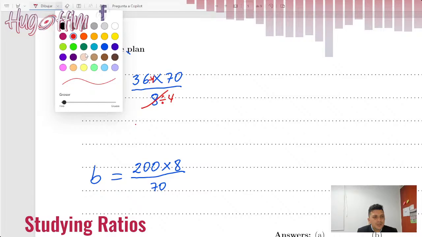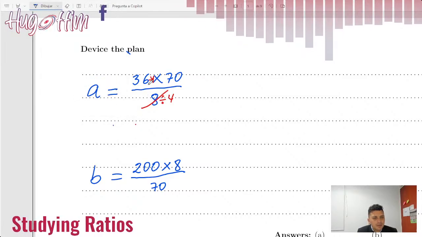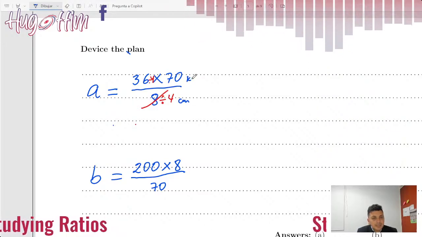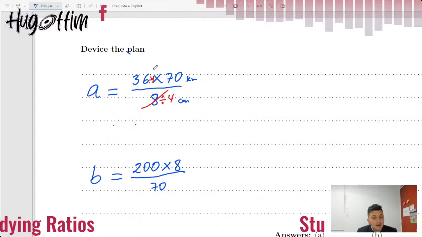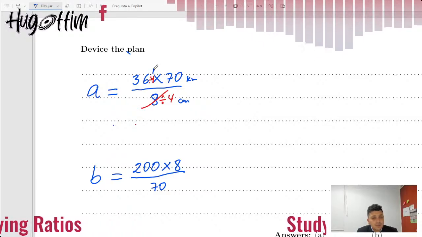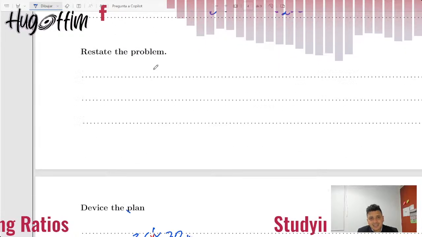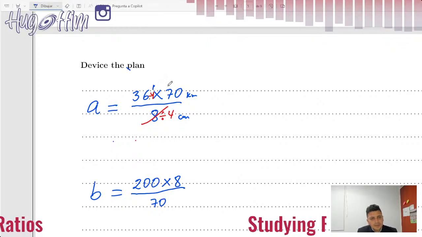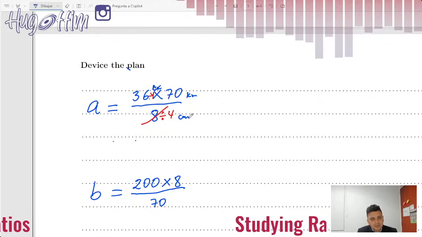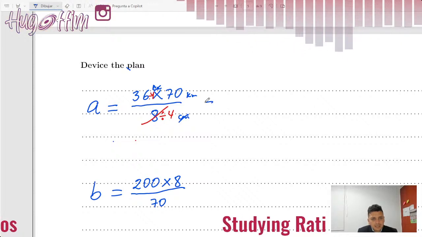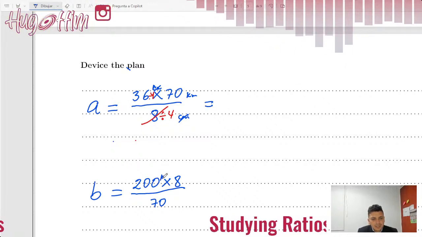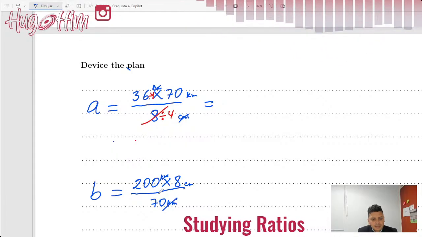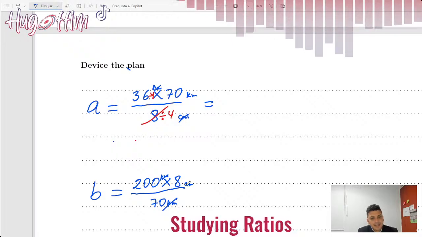I'm not putting the units, but it's important that you always keep the units in mind, because for example these 8 are centimeters, these 70 are kilometers, and these 36 are centimeters. So the units are going to simplify, centimeters with centimeters, and I get the answer in kilometers. In this case, I have 200 kilometers, 70 kilometers, and 8 centimeters, so I'm going to cross out the kilometers to get the answer in centimeters.